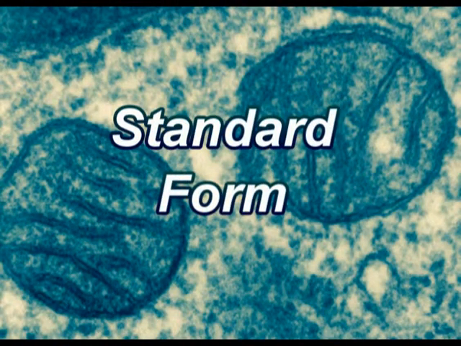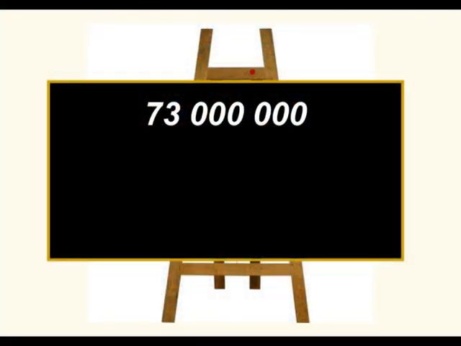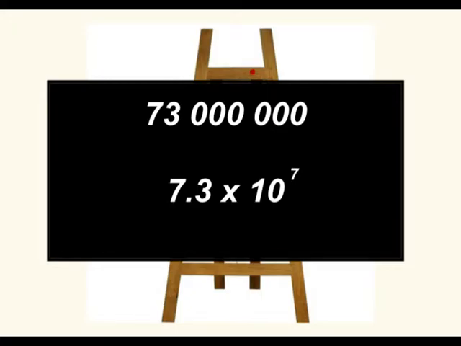When we want to write down very large or very small numbers, it's often convenient to use standard form or standard index form. So, for example, the number 73 million can be written like this. You notice that the index is not just the number of zeros, it's actually the number of columns that the decimal point would have been moved from the end of that number to make it 7.3.